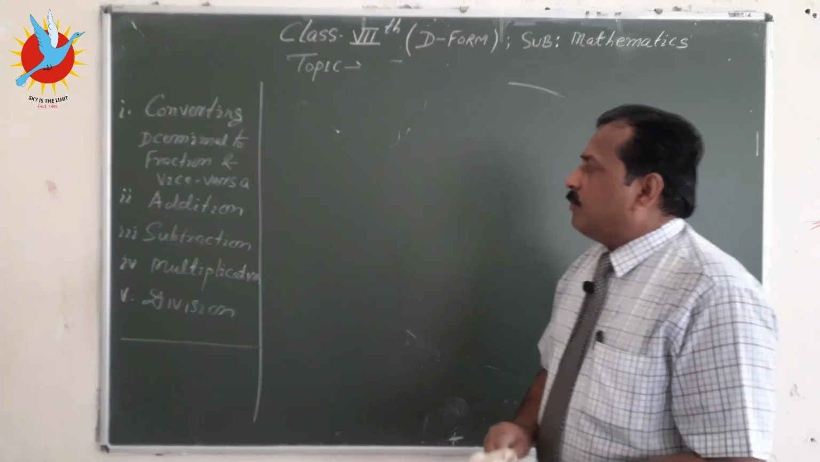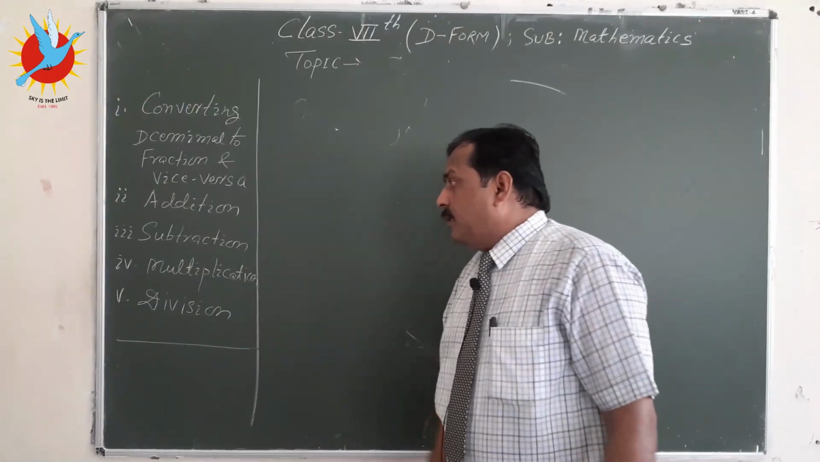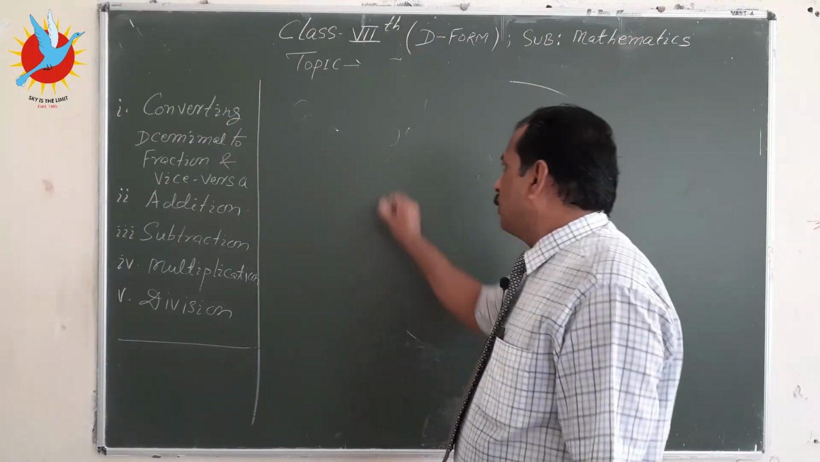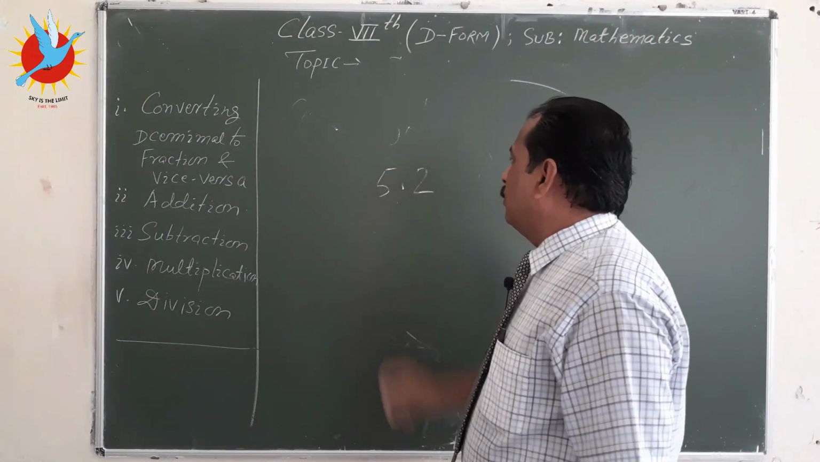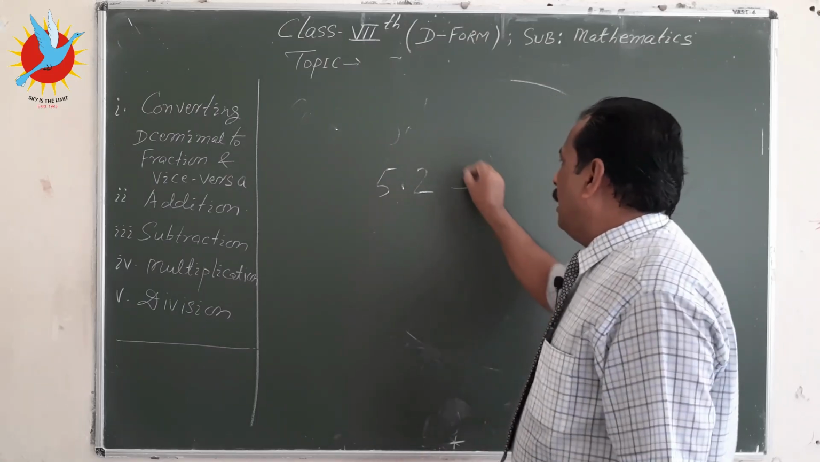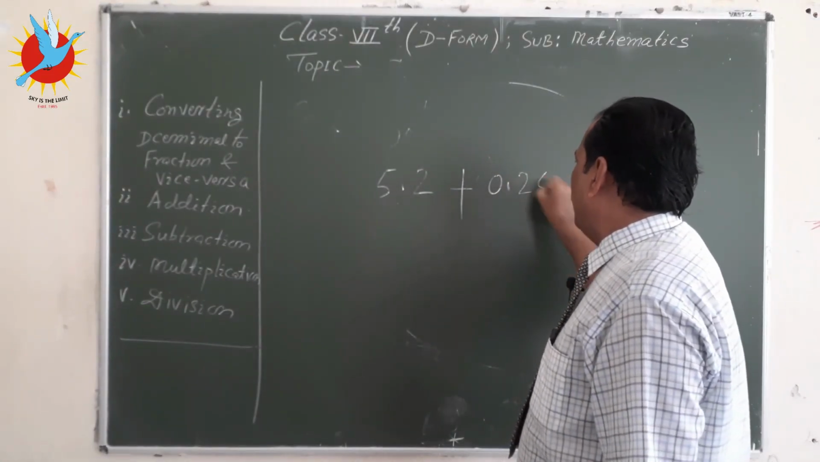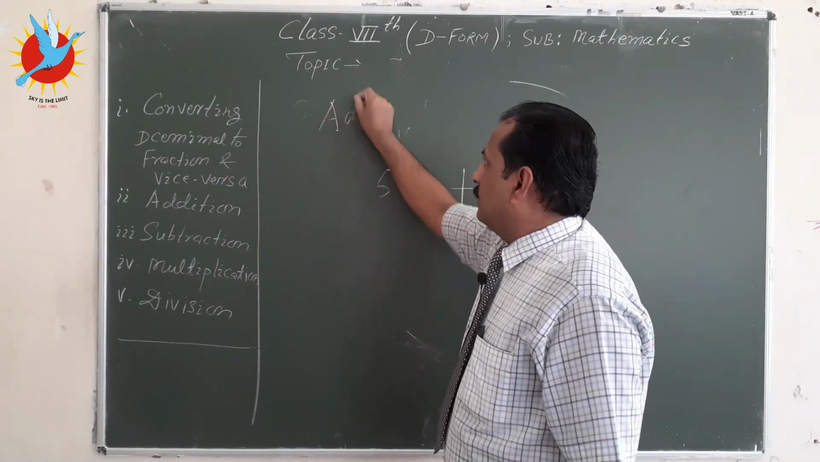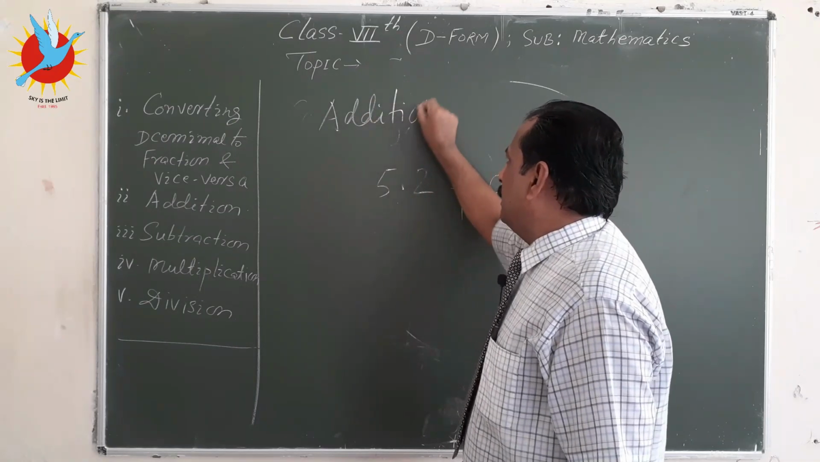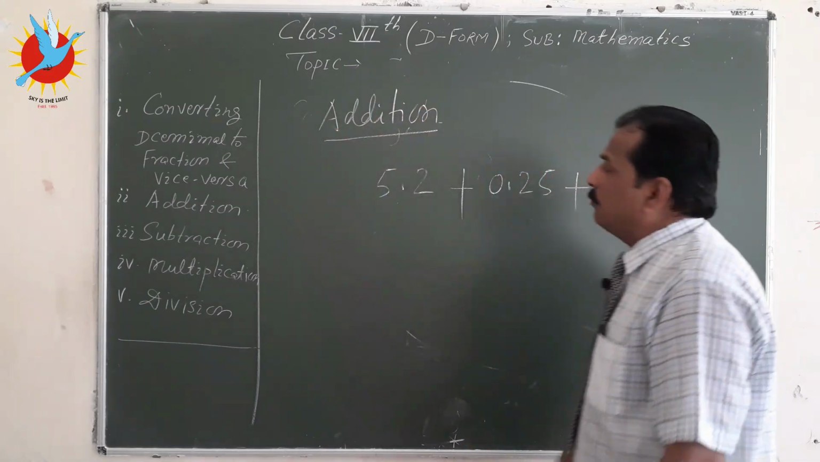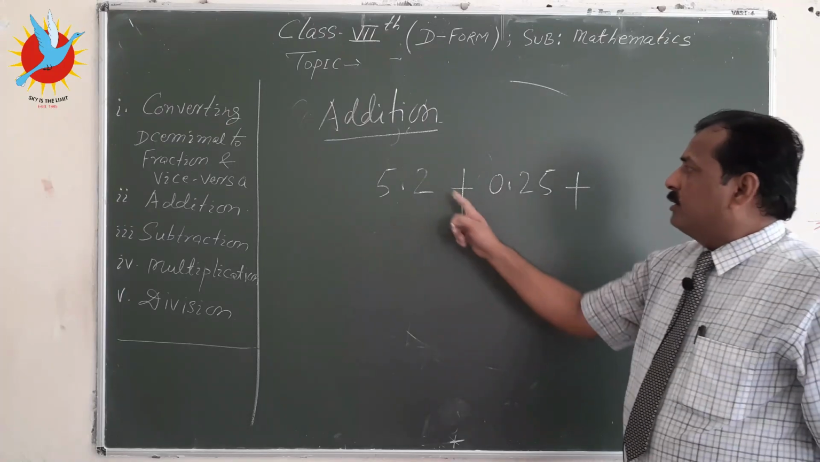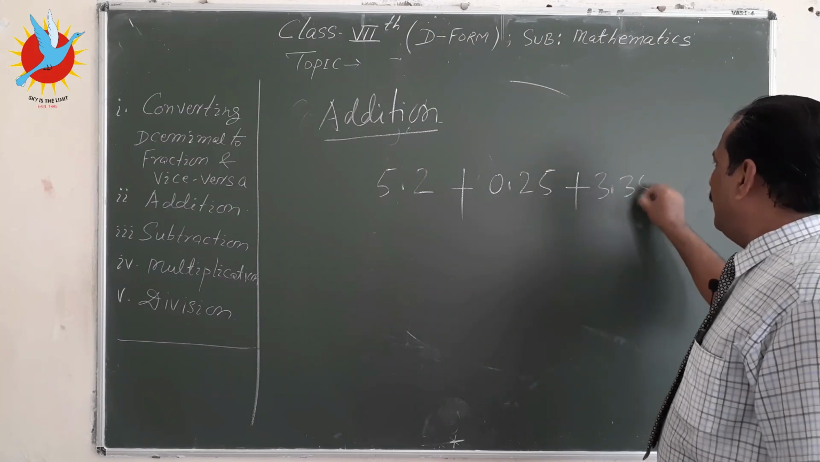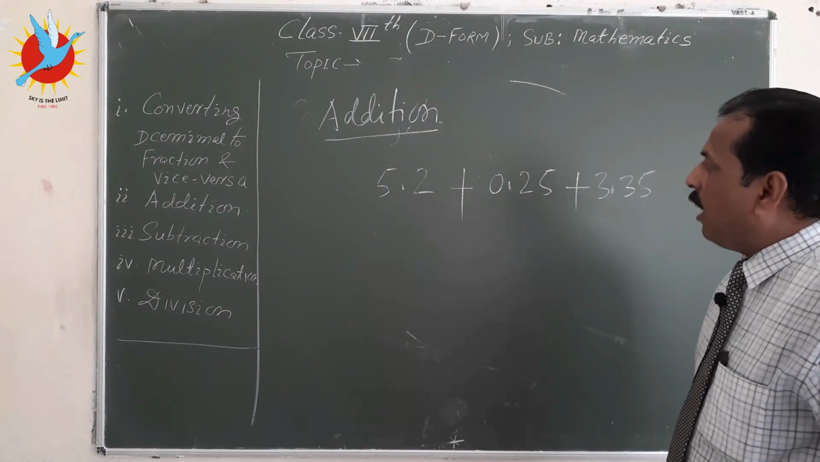Now come to addition part and subtraction part. Addition and subtraction, just like simple numbers. So suppose 5.2 has to be added to 0.25, and again one more, we are dealing with addition. So let me write it here, addition, and it is so simple, just like simple numbers. So 5.2 plus 0.25 plus 3.35, and like that.